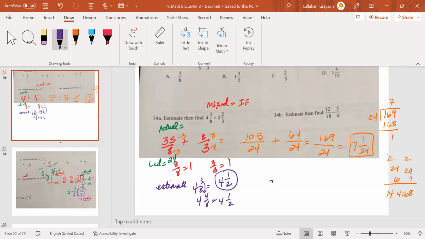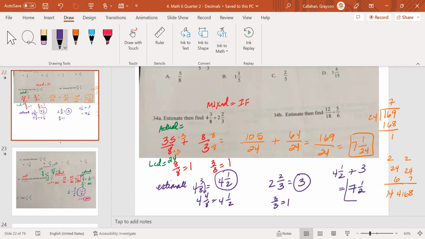And the second one is 2 and 2/3. Well, you know 3 out of 3 equals 1, right? 2/3 is not super close, but it's close enough. So then let's just make that into a 3. Do you see that? Okay, so then what we're going to do is add them together. So 4.5 plus 3. 4 plus 3 is 7, right?